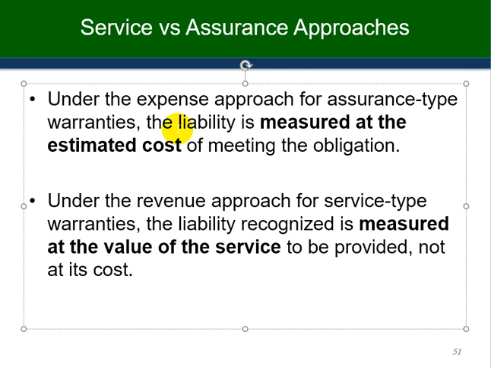Under the expense approach, we set up a liability at the beginning. We have to estimate it in the future, which is a much more difficult measurement approach, but we don't have any way of measuring the revenue that we're getting in the future associated with the warranty, so we record it up in advance.